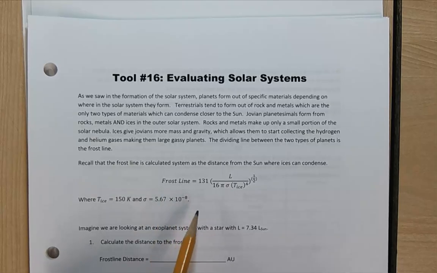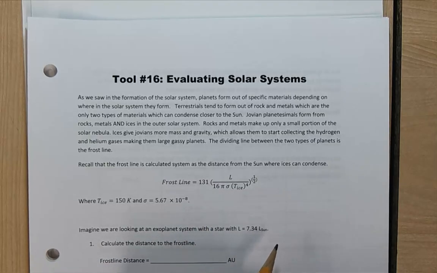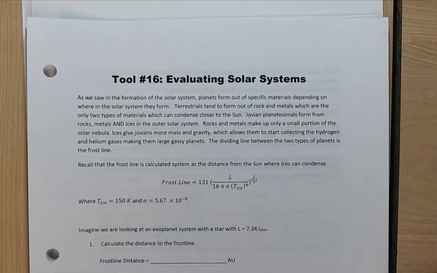Outside the frost line, you can have ice freeze also, and then you form planets out of rock and ice, and then those big icy cores accrete a bunch of gas out of the disk and form your big Jovian planets, which is what we see in our solar system.